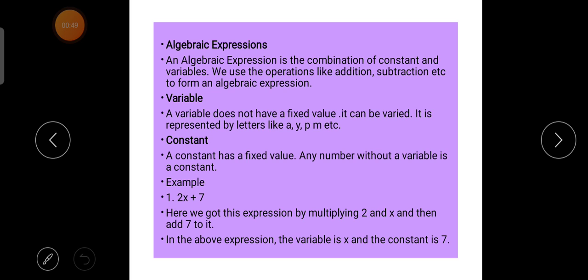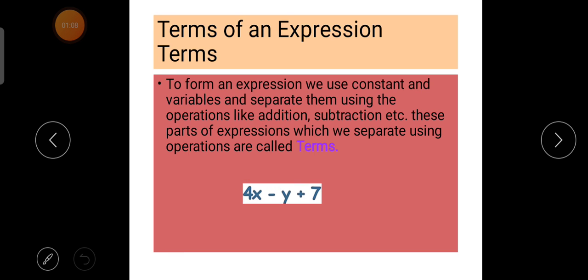For example, the expression given here is 2x plus 7, where x is a variable and 7 is a constant. Here we got the expression by multiplying 2 into x and then adding 7 to it. Here x is a variable and 7 is a constant.